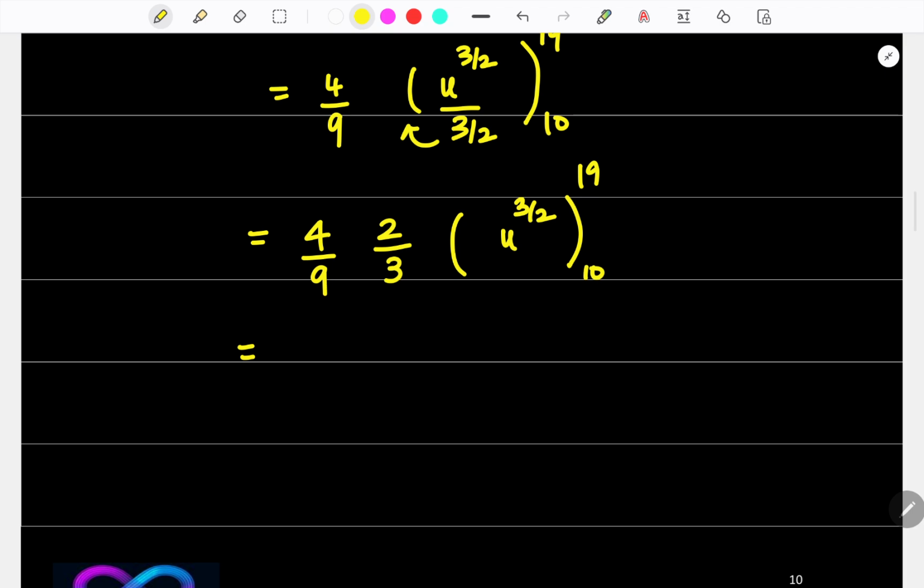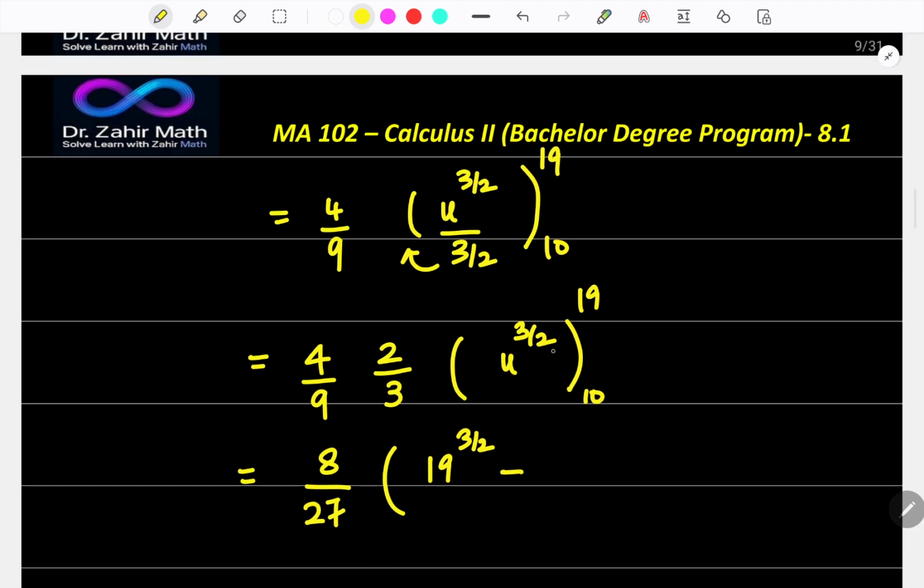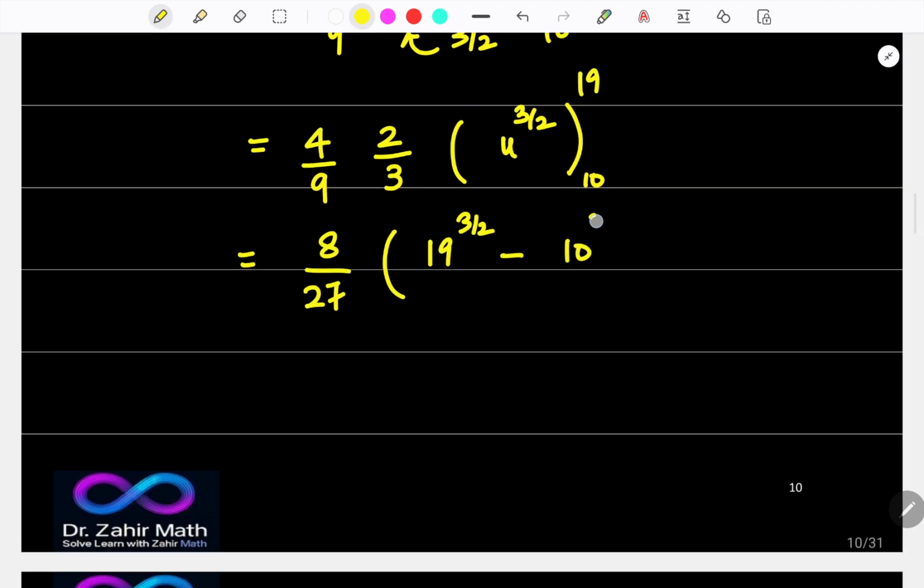So this equals, right, does anything cancel for this one? No. 4 2s are 8, divided by 9 3s are 27. So this is 8 by 27, and then bracket open upper limit minus lower limit. So the upper limit is 19 to the power of 3 by 2, minus the lower limit 10 to the power of 3 by 2.